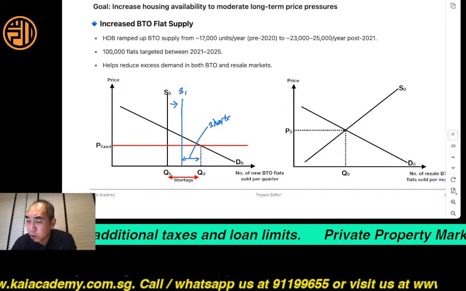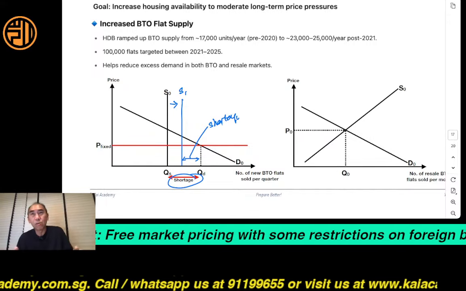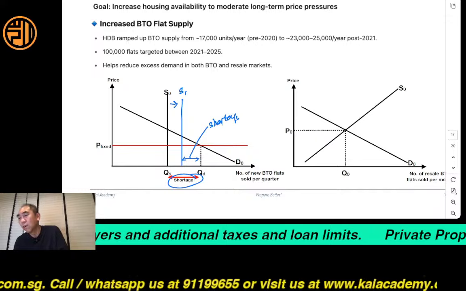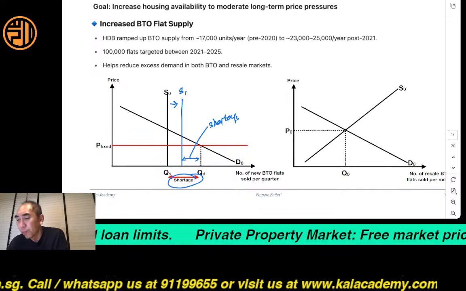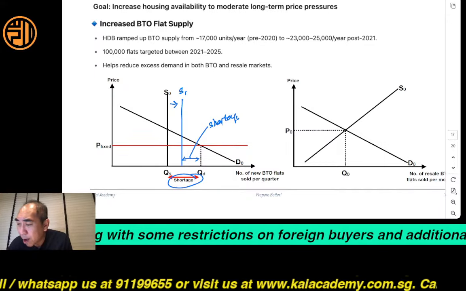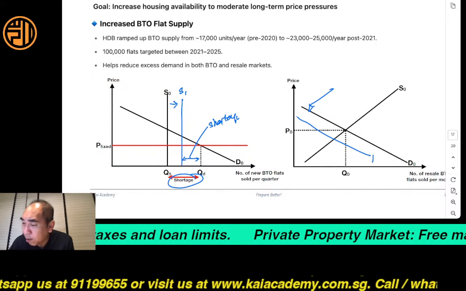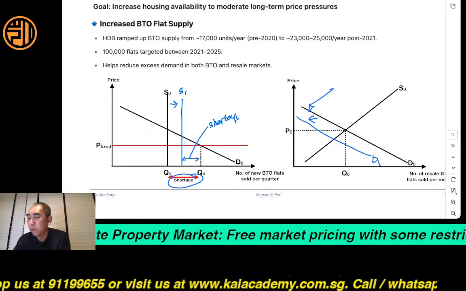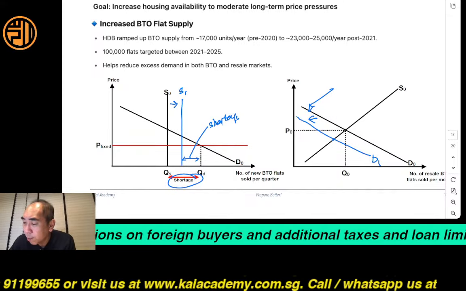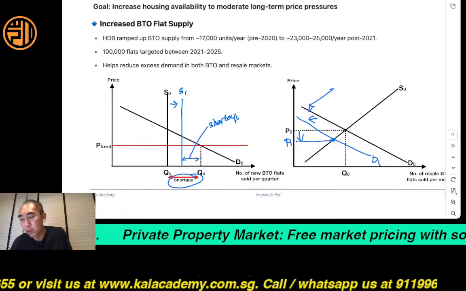Now remember what happens to the shortage. When there's a shortage, people ballot for the units. Not everybody gets those units. Those who don't get, some of them will try again in the next ballot. Some of them will spill over to the resale market or private property market. So some of these people who couldn't get will be contributing to the demand for the resale flat. So if the shortage has gotten smaller, then the effect is to lower the demand for resale flats as well as the demand for private property. This will lead to a lowering of the prices or easing the property price inflation in these markets.